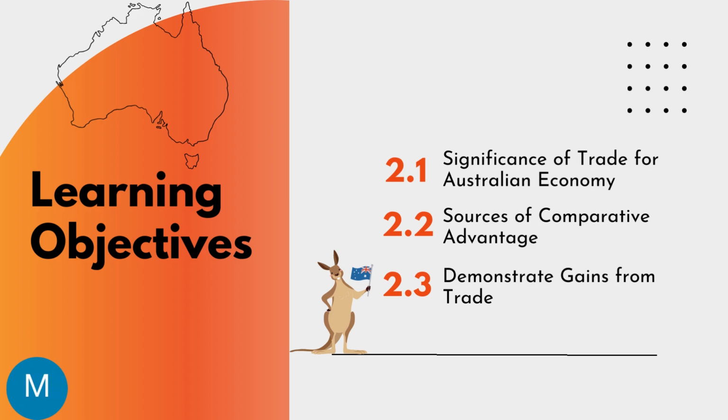Basically, we will look into the significance of trade for the Australian economy, the concept of comparative advantage, and lastly, we will look into the methods or the ways to demonstrate gains from trade.